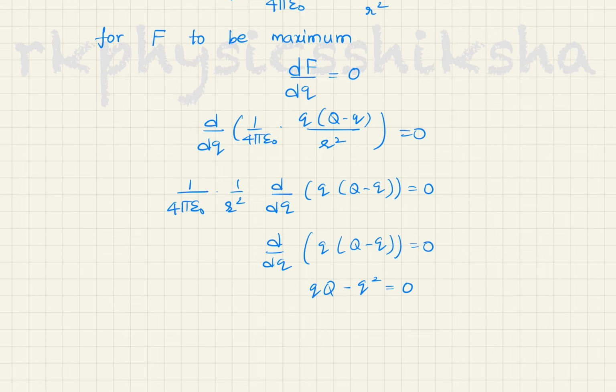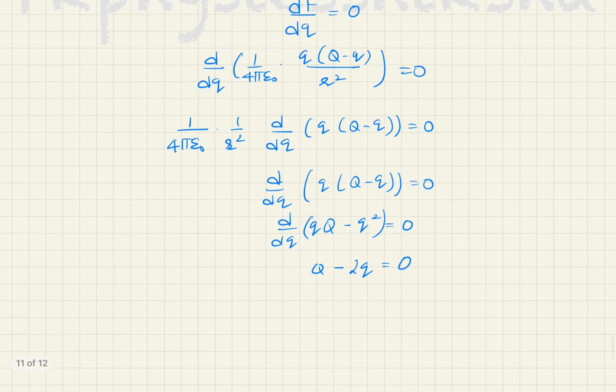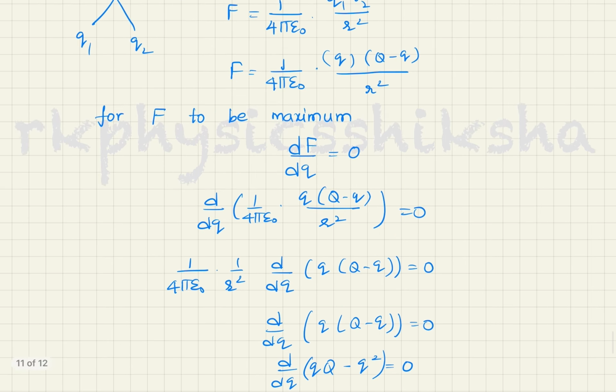Differentiating this equation, d by dq of Qq is capital Q, minus d by dq of q square, which is 2q, equal to 0. From this I can write capital Q is equal to 2 small q, so small q is equal to Q by 2. So when small q is capital Q by 2, the force experienced by the two bodies will be maximum.